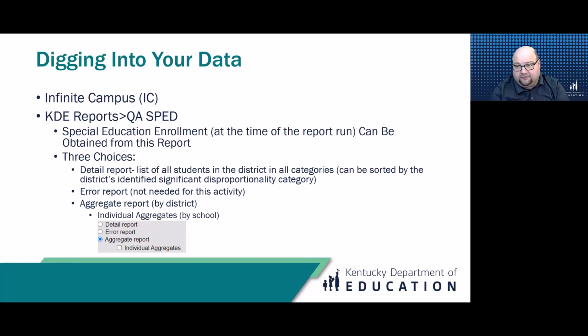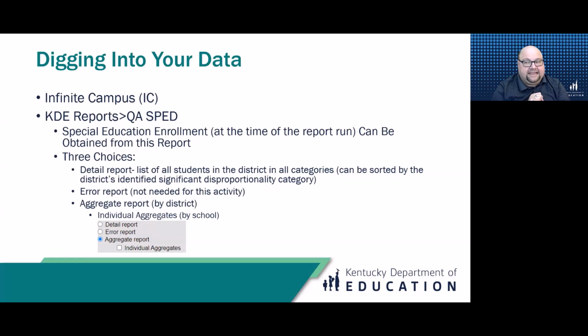Down at the bottom, though, if you'll notice, particularly if you've got over-identification possibly happening, you can do that aggregate report. That will show you, let's say that you've got a school of, and I'm about to say a really small school here, so hang on. You've got a school of 300 kids, and you've got 60 of them identified as OHI. You've got an over-identification problem in that school because that's 20% of your population.